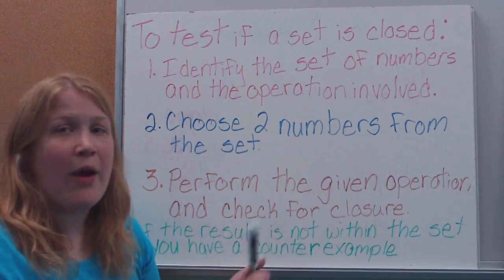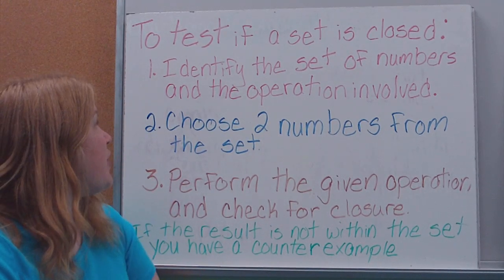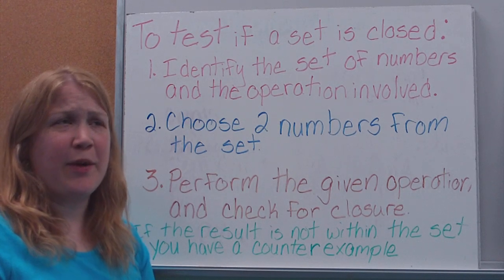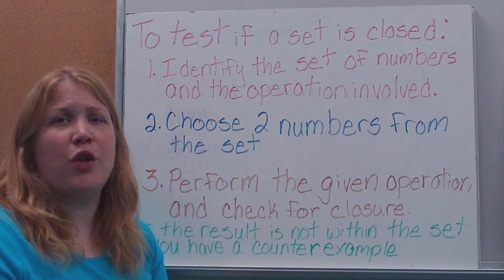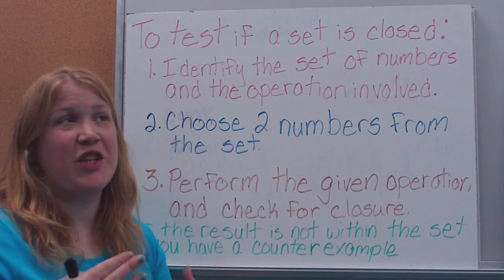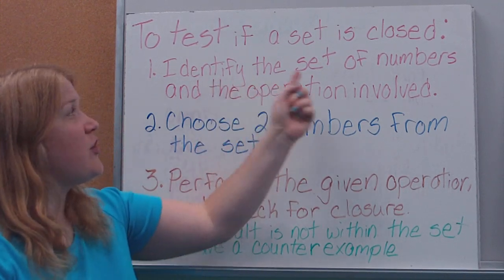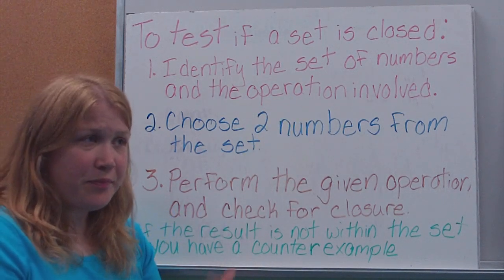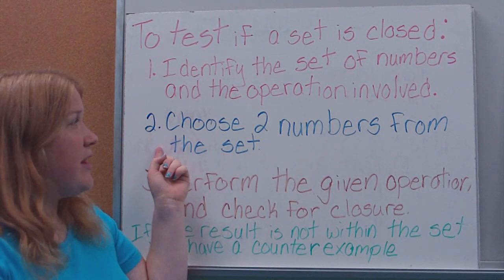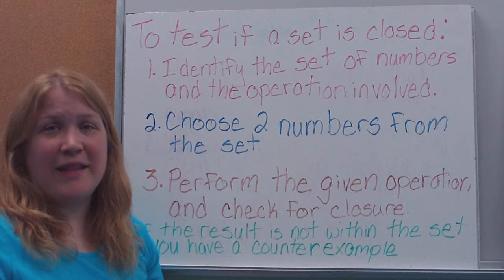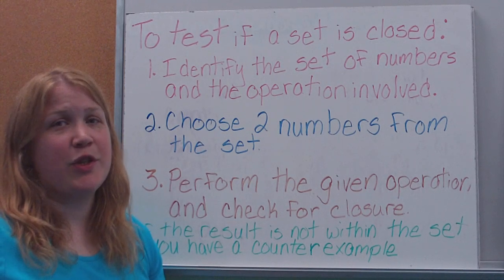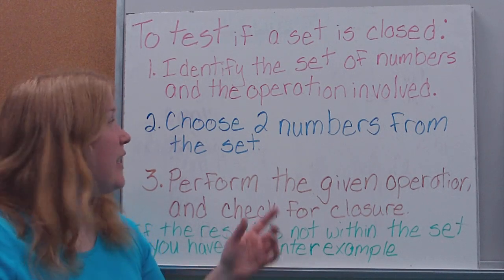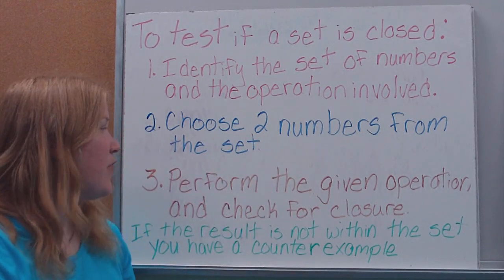All right, so how are we going to test for this? Well, there's just 3 steps you need to take. So the first thing we're going to do is identify the set of numbers. So for example, I might just say, is the set of integers closed under addition? I've told you all the information in that question. You just have to go back and pull it out. So what is our set of numbers? There I said integers. And what's the operation? That was also given. Second thing, you're going to choose 2 numbers from that set. So I said integers. You can pick any 2 integers you want. -2 and 4, -7 and 13. Anything that falls within that category, pick 2 of those numbers.